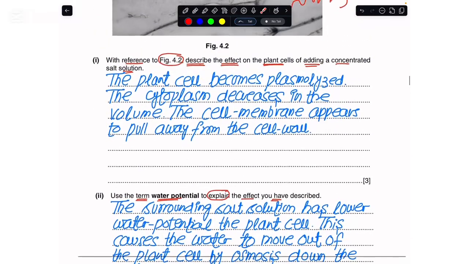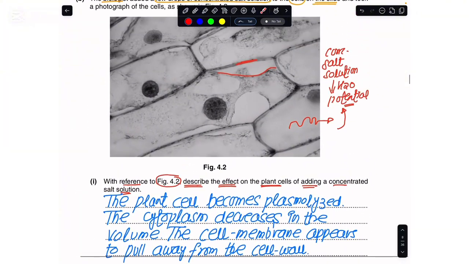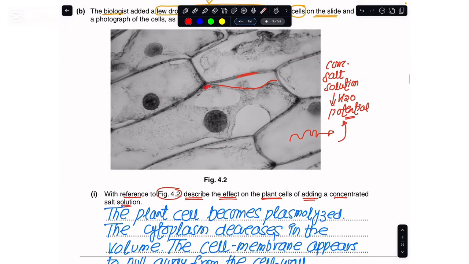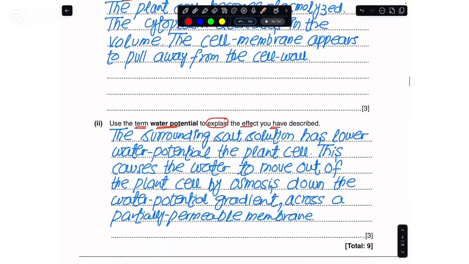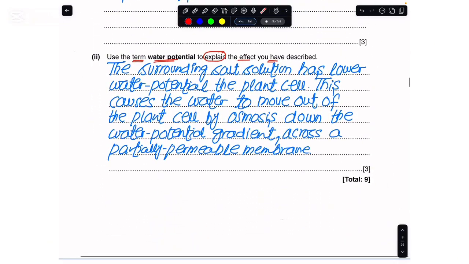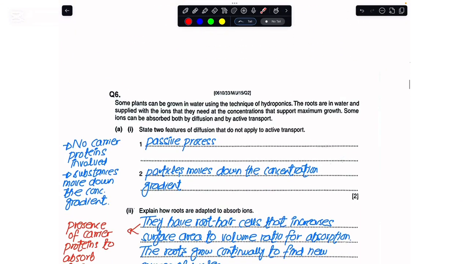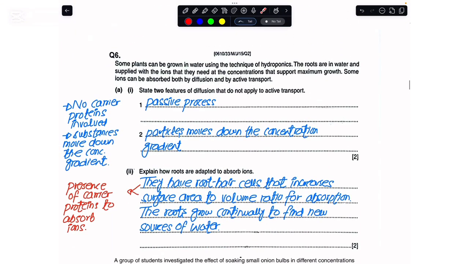So the above was the description where we simply were required to give the references by just looking at the cell which they have shown us. And here in the second part, we have presented the examiner with the explanation. Moving onward to question number 6 that we have with us, and that came in May, June of 2015.